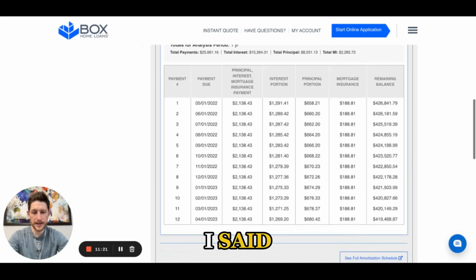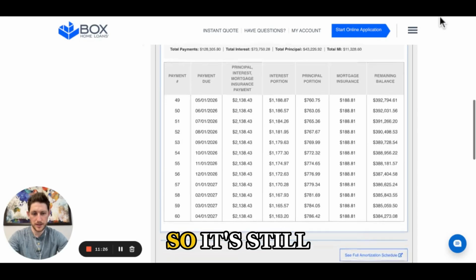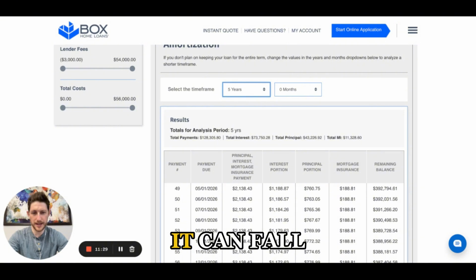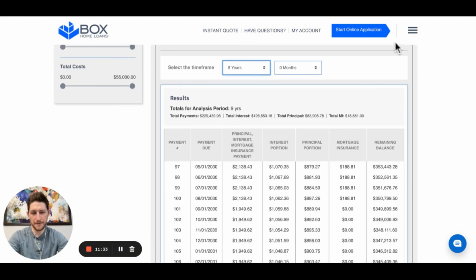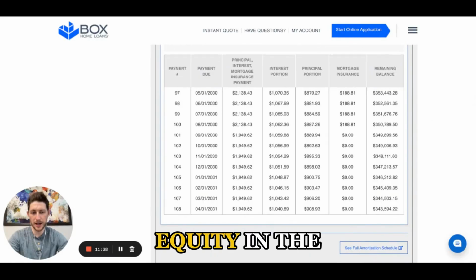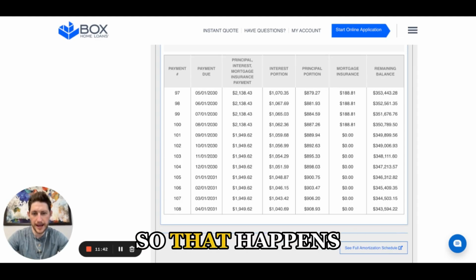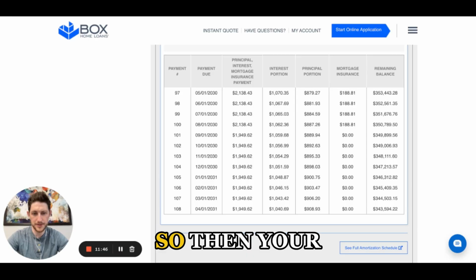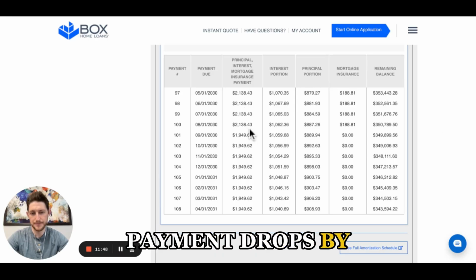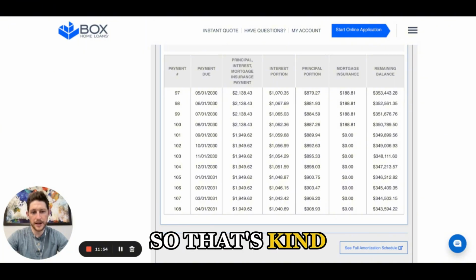And like I said, at some point this is going to fall off. So let's jump forward 5 years. So it's still there. Like I said, it can fall off. It depends on the way that you have it set up. But once you get about 20% equity in the home, that private mortgage insurance can fall off. So that happens here around month payment 100. All of a sudden it falls off. So then your payment drops by about $200, right? $188. So that's kind of an example of that.